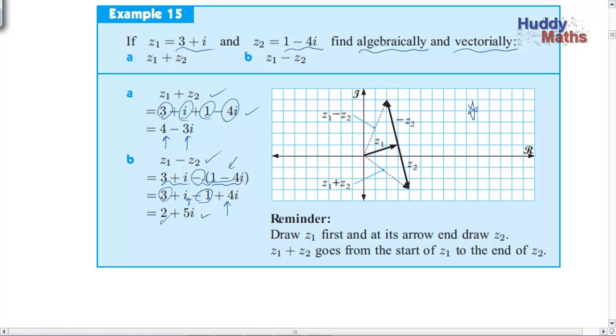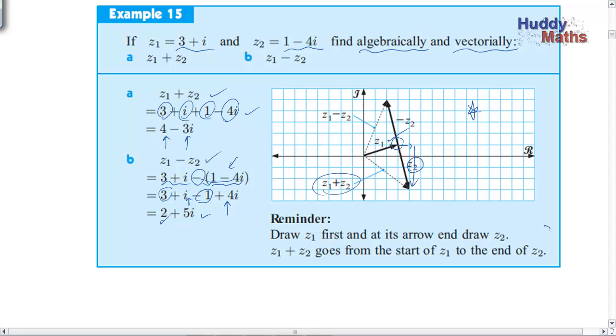Let's look over here vectorially at z1 plus z2. Here's z1, so we would displace a point to there, and using vector notions now, adding on the displacement represented by z2, which is 1 take 4i. So we're going to go 1 and then take 4i from that initial z1 position. So that's z1 plus z2. So we'll think about that.